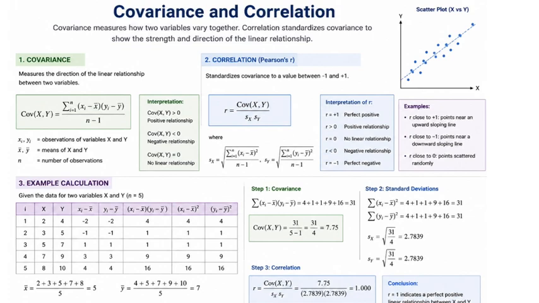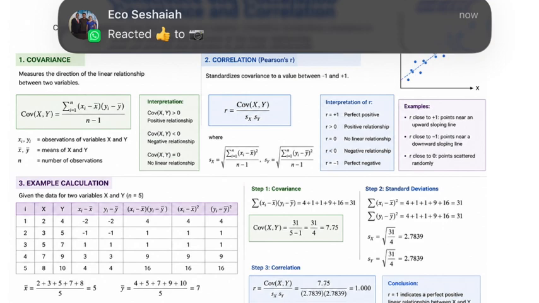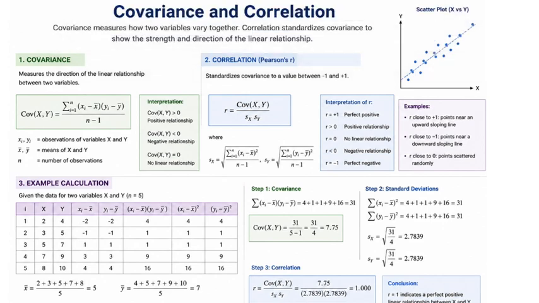So the formula for covariance: covariance of xy is equal to the sum of (xi minus x bar) into (yi minus y bar), divided by n minus 1. In the numerator we take the sum of x minus x bar into y minus y bar, and in the denominator we have n minus 1. How we calculate that covariance, I explained in the previous video.